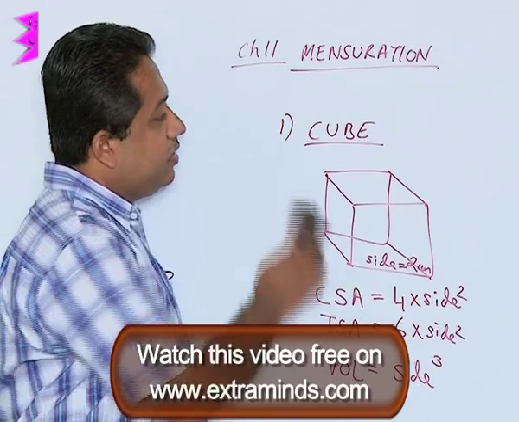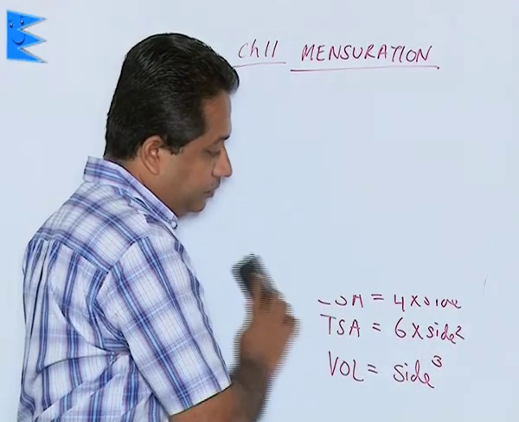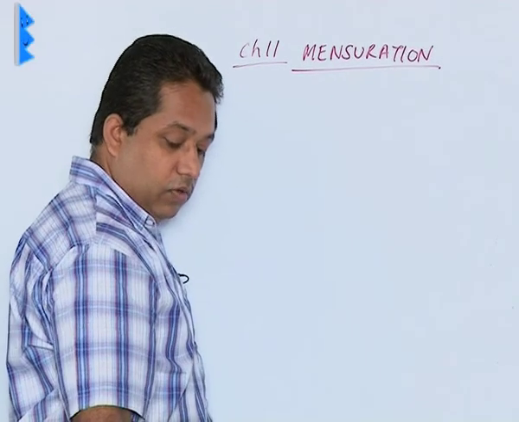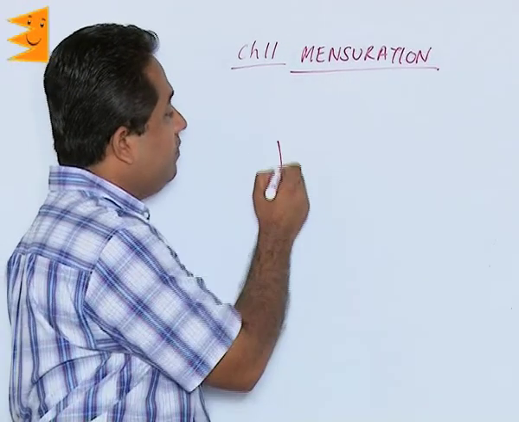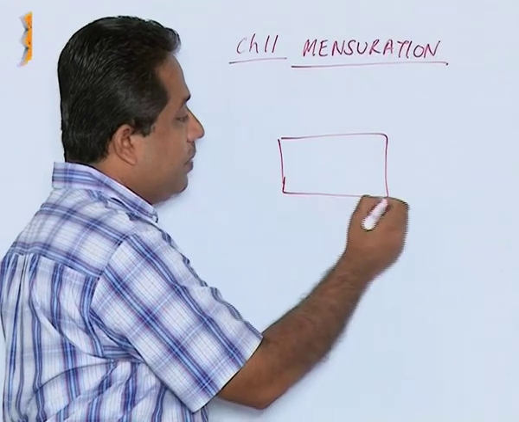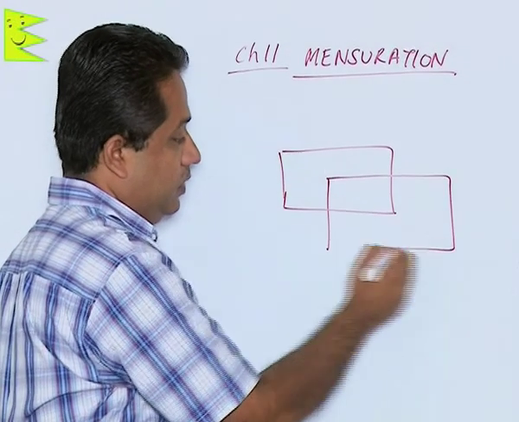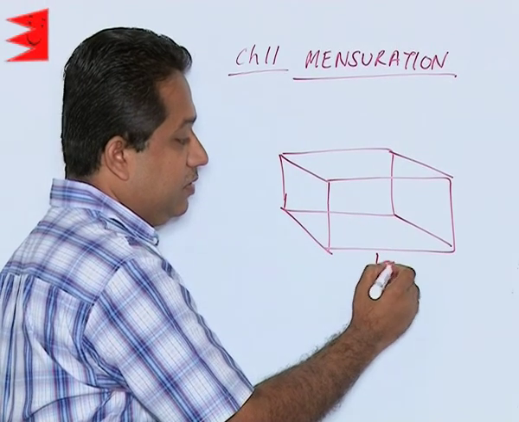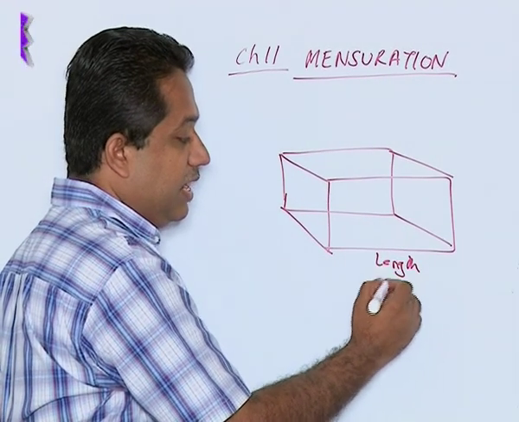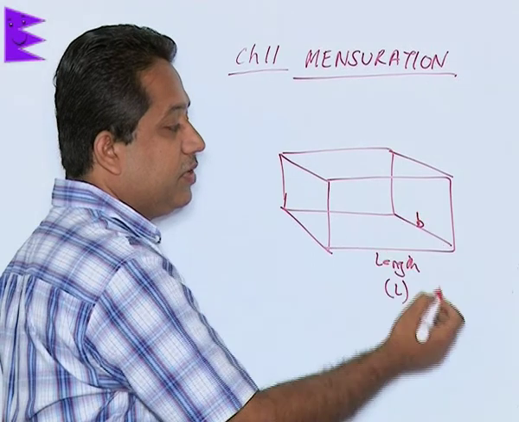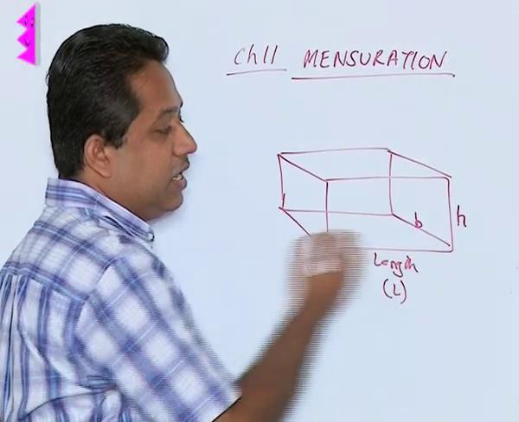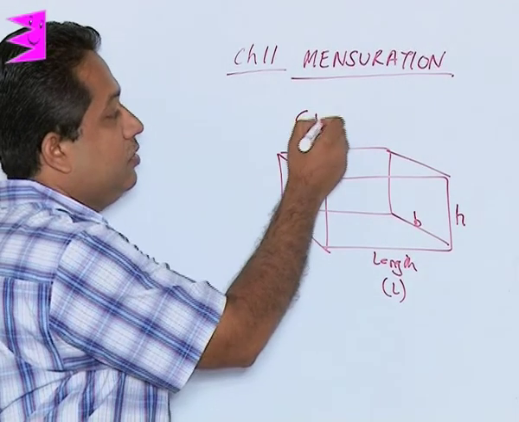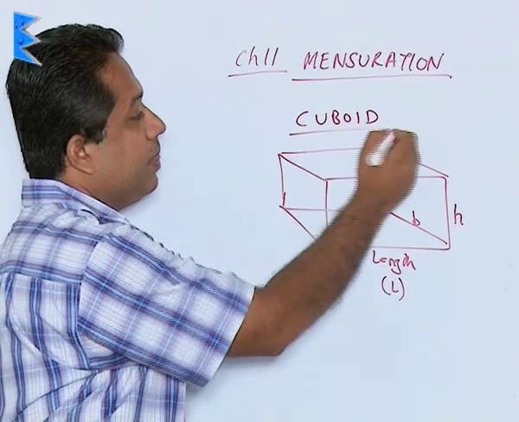The next figure we will see is a cuboid. Now, in a cuboid we have length, breadth and height. So, this is the length represented by L, this is the breadth represented by B, and this is the height represented by H. So, this is a cuboid.